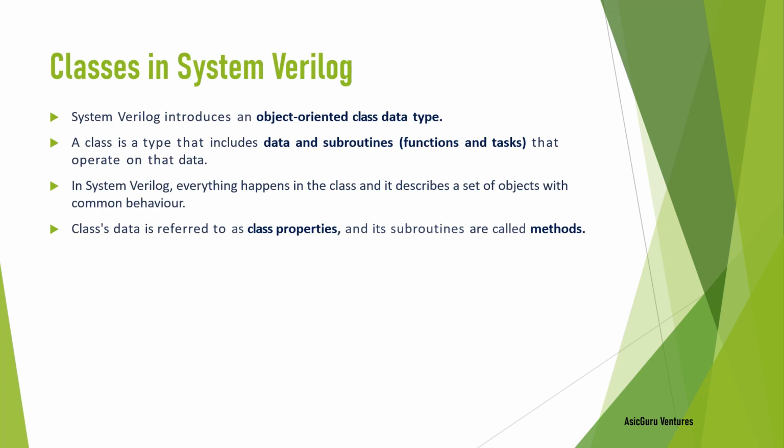So System Verilog introduces an object-oriented class data type. It is a user-defined type that bundles together data and subroutines, meaning functions and tasks that can operate on that data. In System Verilog, especially in verification, almost everything revolves around classes. They allow us to describe a group of objects that can share a common behavior. The variables inside a class are known as class properties, and the functions and tasks which are defined inside the class are known as methods.